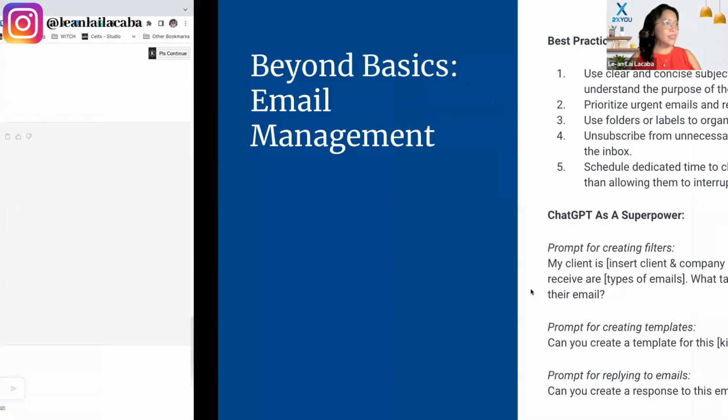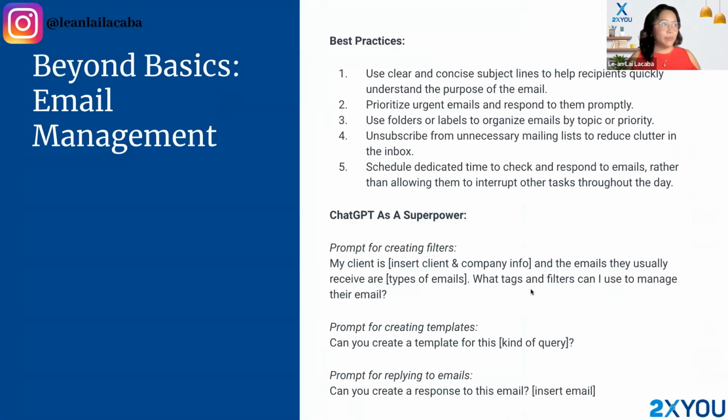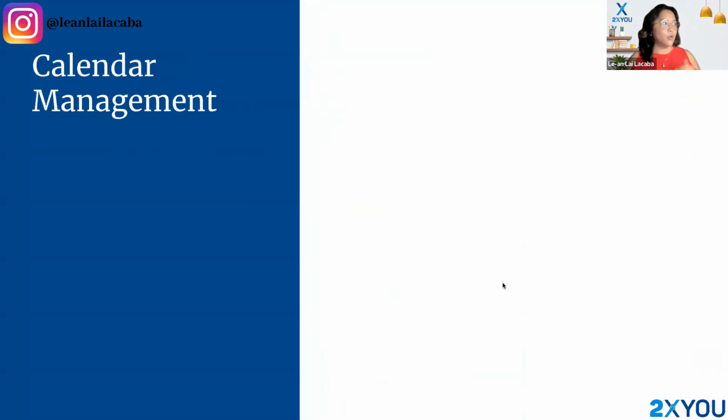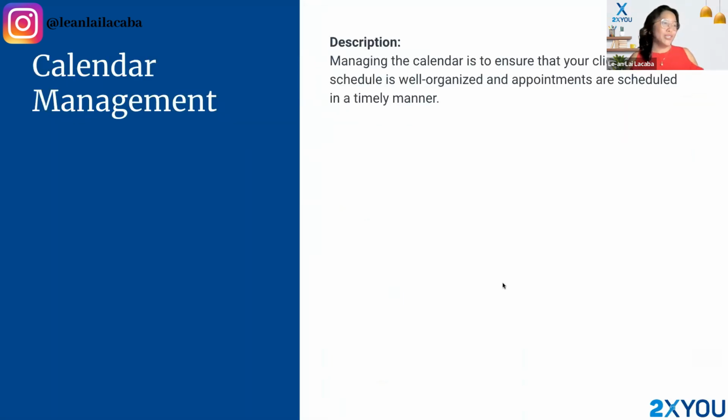So next, we've gone through email management. We'll now go through calendar management. On calendar management, a quick description is that it is managing the calendar to ensure that your client's schedule is well organized and appointments are scheduled in a timely manner. So it's just making sure that nothing is conflicting, it's not too overwhelming of a day, and it's based on their preferences of how they want their day to look. And there will be times where you'll be sending out calendar invites as well, and canceling them, moving them around, and so on and so forth.